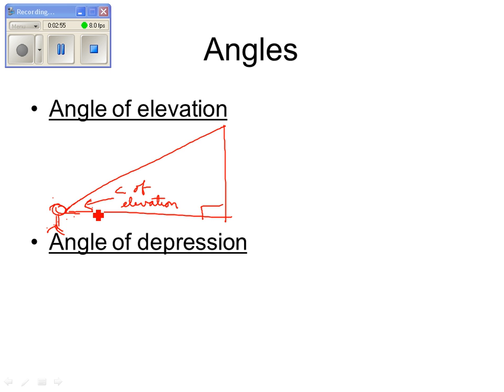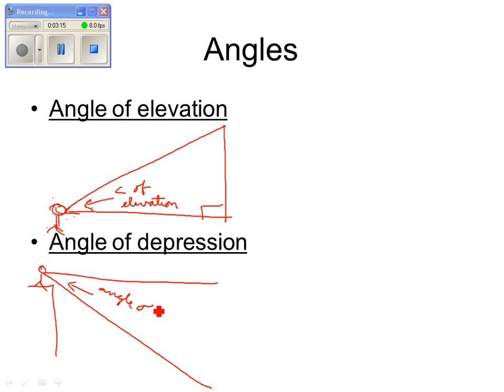Angle of depression. Maybe I'm standing on top of a building. I'm looking out, and for some reason I look down. That angle is called the angle of depression. Again, if you look at it, it forms a right triangle there.